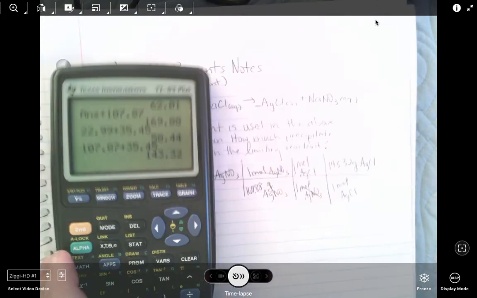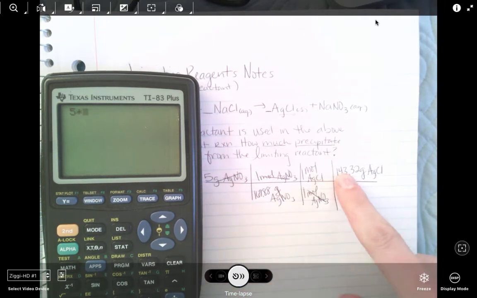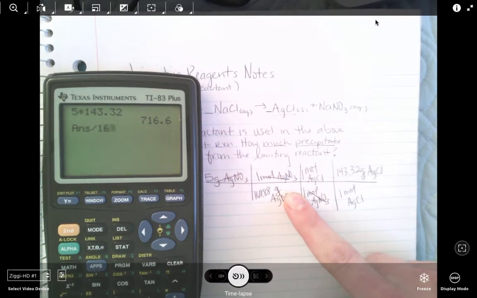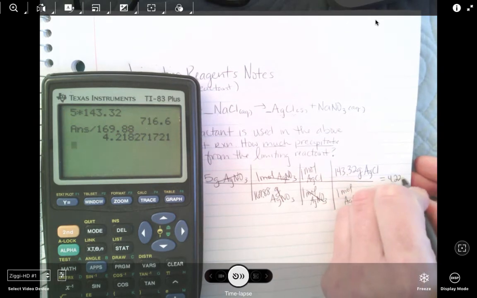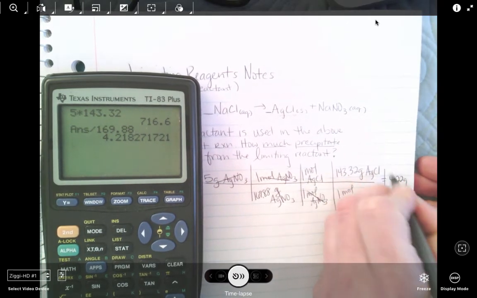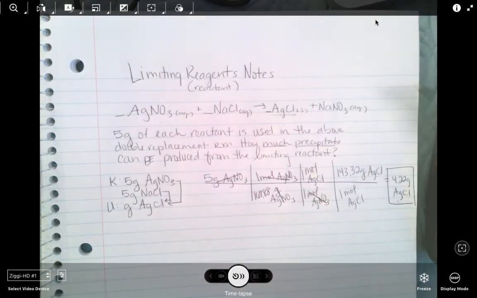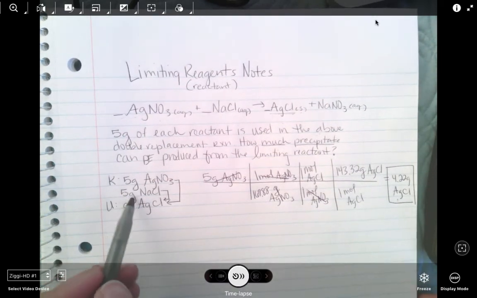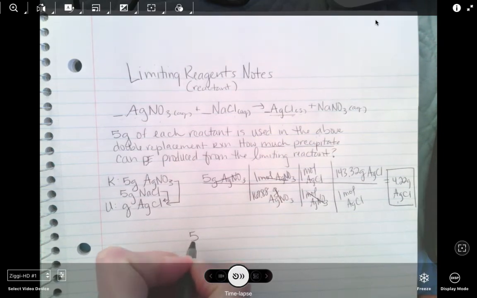So then multiply your numerators, divide by your denominator. So I'm going to take 5 times 143.32, and then divide by the denominator, 169.88. And I get 4.22 grams of silver chloride. So if I use 5 grams of silver nitrate, I should expect to get 4.22 grams of silver chloride. Okay, well, that's only half the problem. I need to figure out how much silver chloride 5 grams of sodium chloride is going to produce. So I do the exact same thing, but I start with a different known.